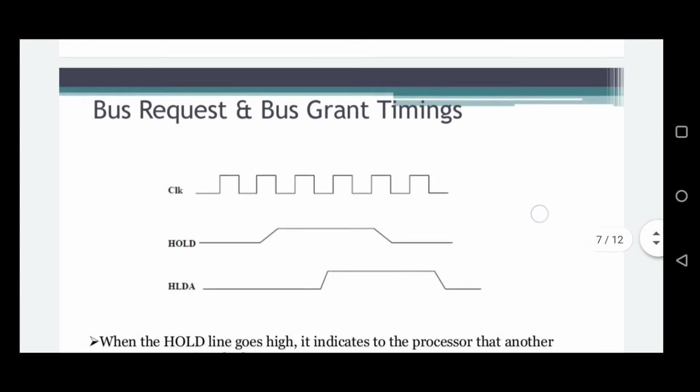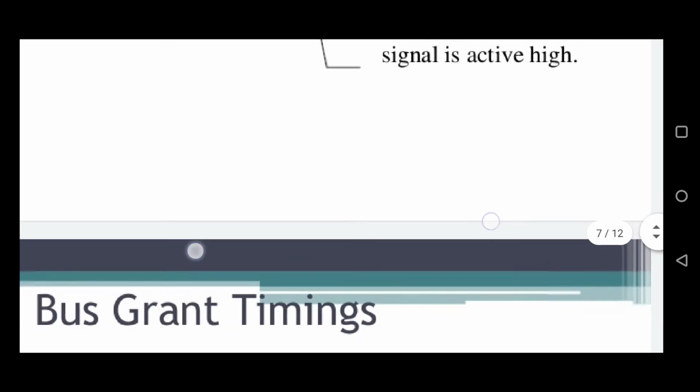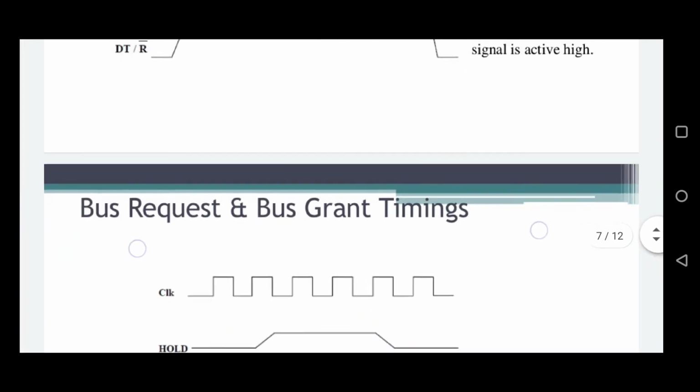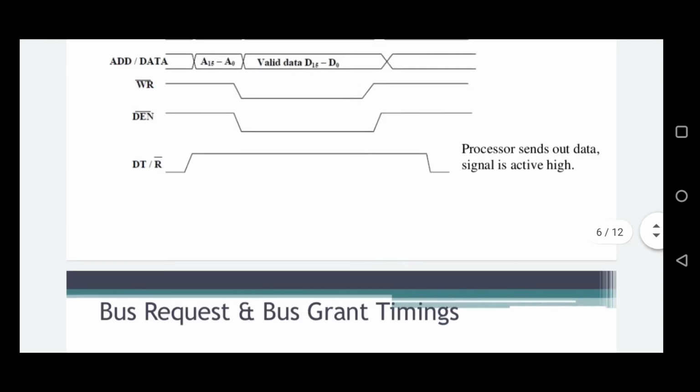So that's all about the minimum mode configuration. So overall, the two key points: when the minimum/maximum pin is connected to the power supply, it will act as the minimum mode configuration. In minimum mode configuration there is only one processor, that is the 8086 microprocessor.